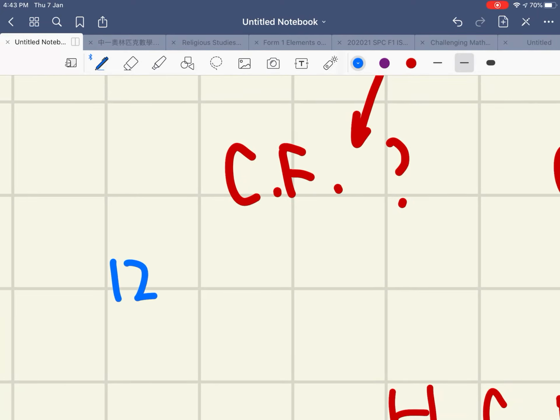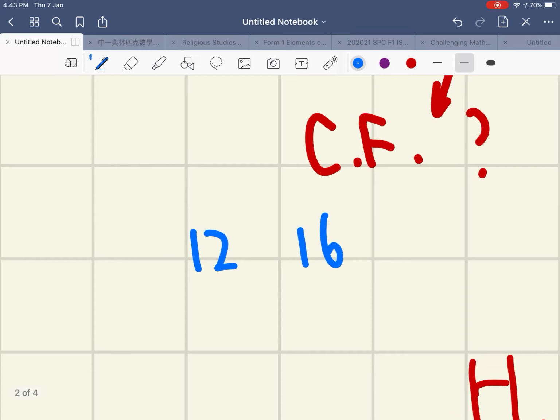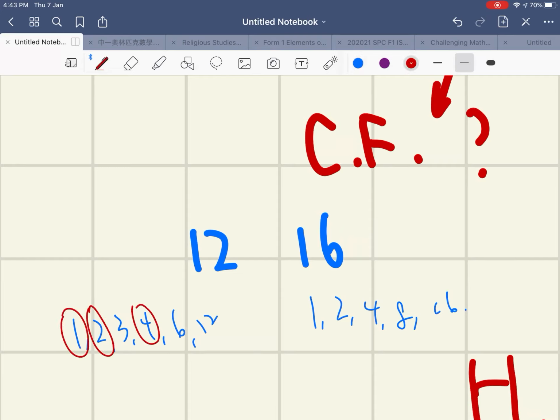For example, find the common factors of 12 and 16. We know that the factors of 12 are 1, 2, 3, 4, 6, and 12, and the factors of 16 are 1, 2, 4, 8, and 16. So we can find that 12 and 16 also share the factors 1, 2, and 4. So 1, 2, and 4 are the common factors of 12 and 16.